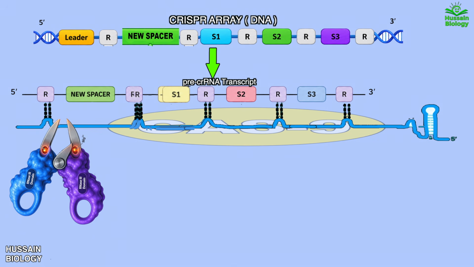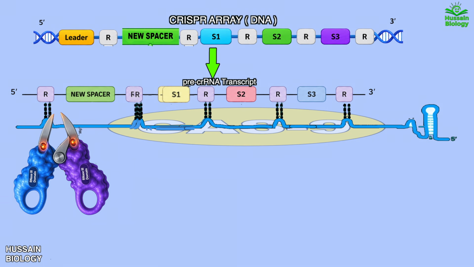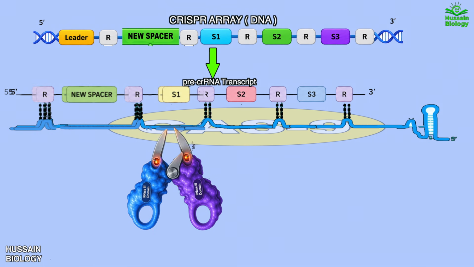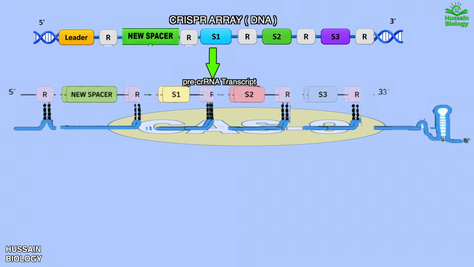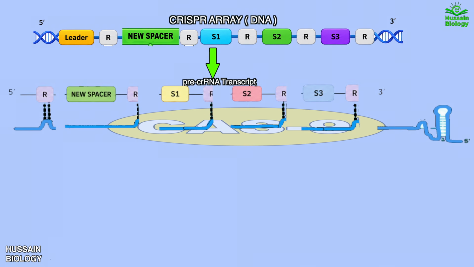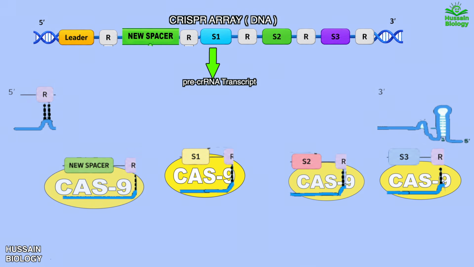RNase 3 recognizes the RNA duplex formed between the tracer RNA and repeat region of the pre-cRNA and cleaves the RNA. Through this processing, the long pre-cRNA molecule is divided into individual mature cRNAs, with each cRNA carrying a single spacer sequence. And importantly, the newly acquired spacer is also present in one of these mature cRNAs. So after processing, we now have the mature cRNA molecules associated with tracer RNA and Cas9.